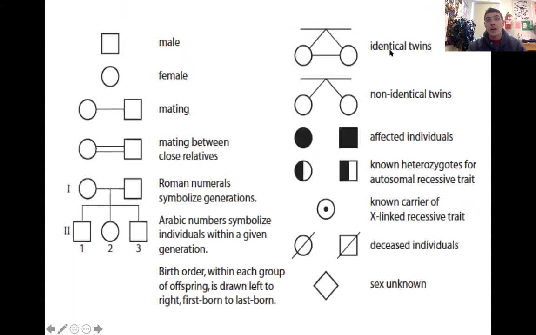Oops, sorry. Go back there. Identical twins, non-identical twins. This is an important one. If a shape is shaded in, that means that individual has the disorder or has the trait. So be aware of that one. These ones aren't actually used on your diploma, but they are in the textbook, I believe. Known heterozygotes, known carrier of an X-linked recessive trait, deceased individuals, and sex unknown. So come back to this legend to review your symbols at any point.